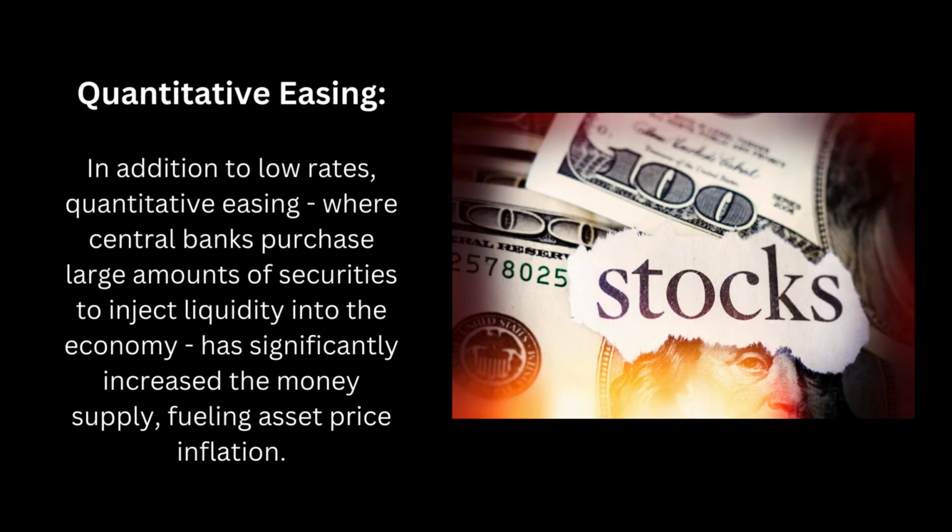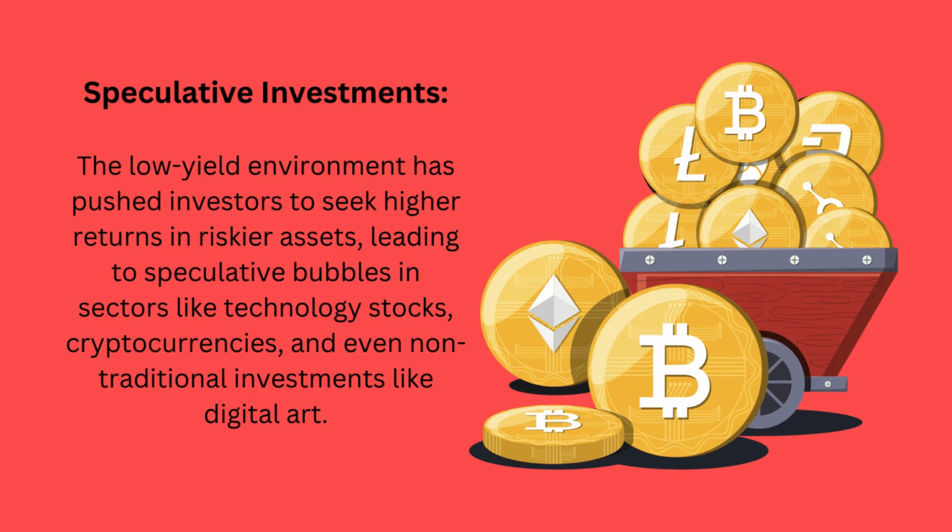Quantitative easing. In addition to low rates, quantitative easing, where central banks purchase large amounts of securities to inject liquidity into the economy, has significantly increased the money supply, fueling asset price inflation. Speculative investments. The low-yield environment has pushed investors to seek higher returns in riskier assets, leading to speculative bubbles in sectors like technology stocks, cryptocurrencies, and even non-traditional investments like digital art.